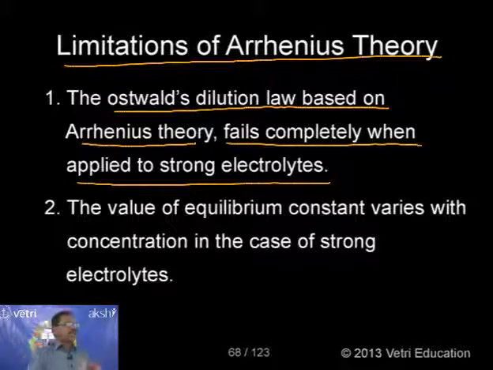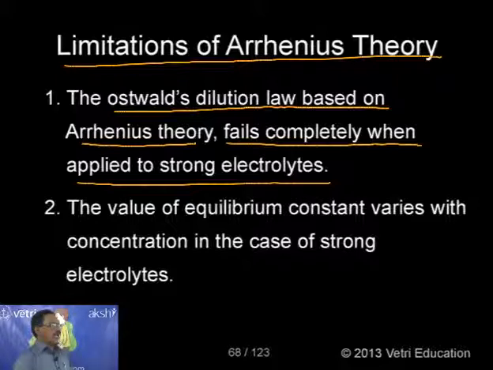Weak electrolyte means it will not 100% ionize, only a very small amount will ionize, from an equilibrium between ionized and unionized electrolytes. Strong means 100% it will ionize in all configurations. So, the Ostwald dilution law based on Arrhenius theory fails completely when applied to strong electrolytes.